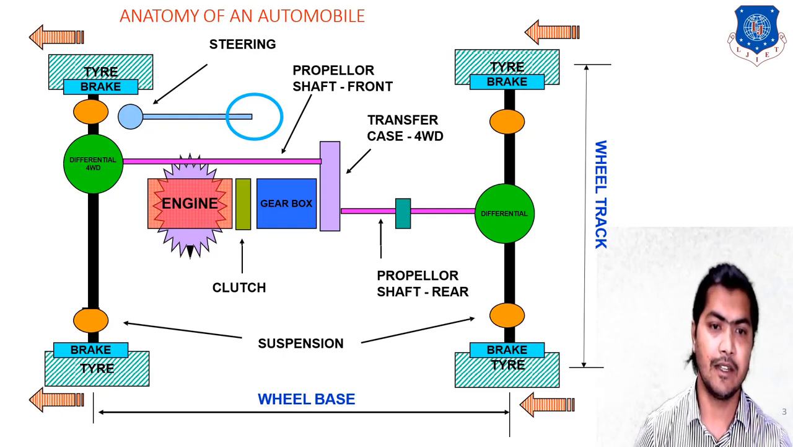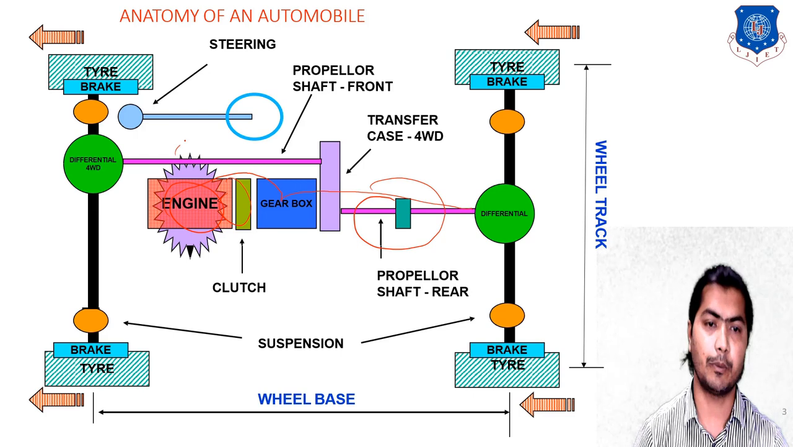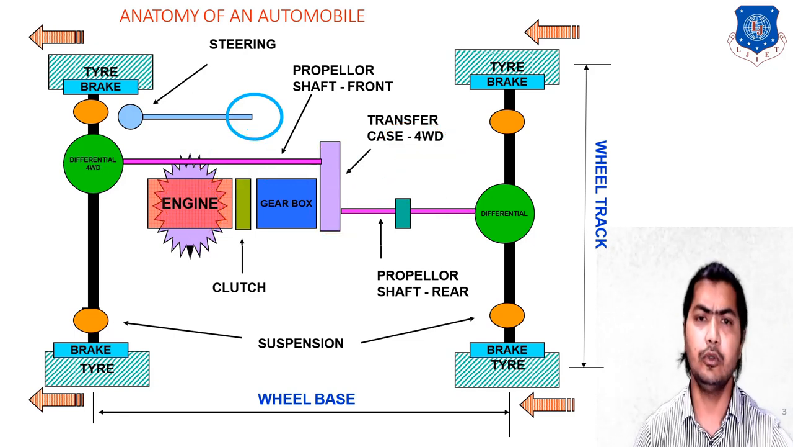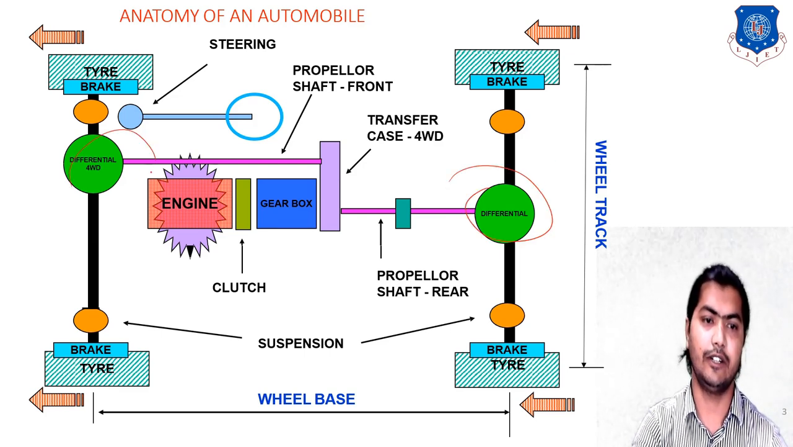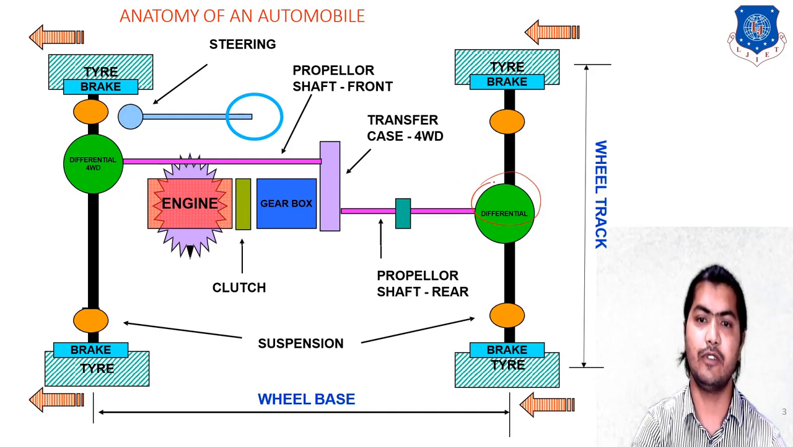First, here is the transmission system. Engine power is transmitted to the gearbox with the help of the clutch. From the gearbox it is transmitted to the differential with the help of a propeller shaft. Here two propeller shafts are used because this is a four wheel drive. In between, a transfer case is used to distribute the power to the rear wheel drive and front wheel drive. Now from the differential, power is transmitted to the two rear wheels.